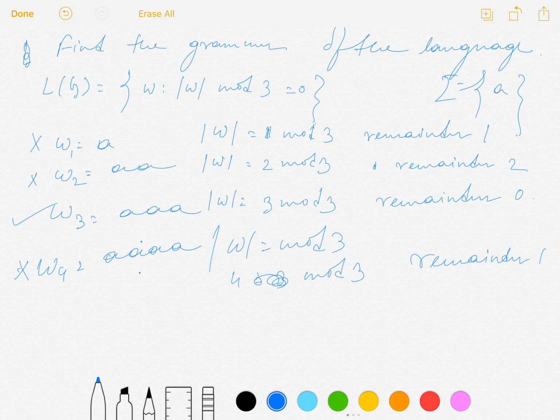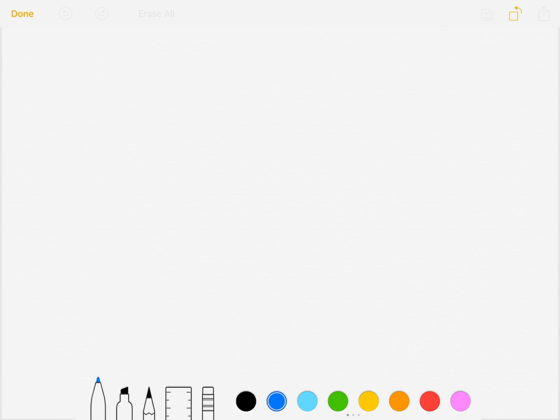If the number of a is 6, then 6 mod 3 is 0, remainder is 0. So, it should be an integral multiple of 3. The number of a must be an integral multiple of 3, or in simple words, the number of a must be 3, 6, 9, 12, like this, and in each of the cases the remainder will be 0. So, how to ensure this one?